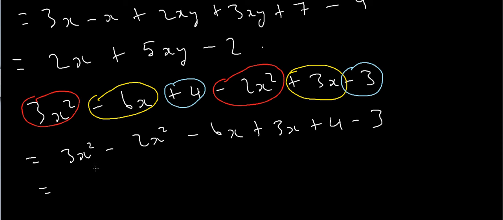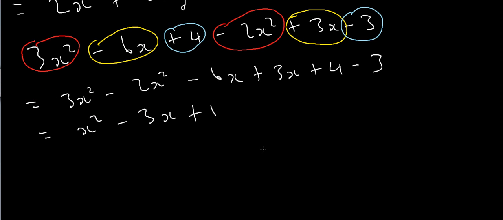So doing exactly the same thing as before, we look at the coefficients. That's the number in front of the x squared, or x. We've got 3 minus 2, which is 1. So that's 1x squared, or we usually just write x squared. We've got minus 6x plus 3x. Well, minus 6 plus 3 is minus 3, so that's minus 3x. And we've got 4 minus 3, which is just 1.